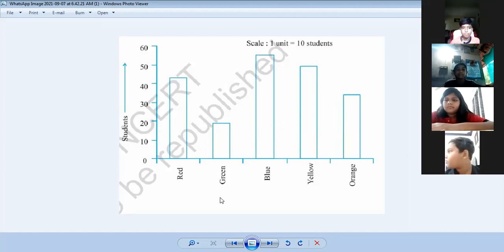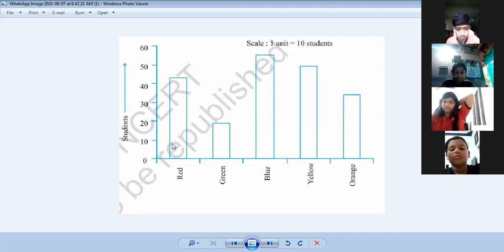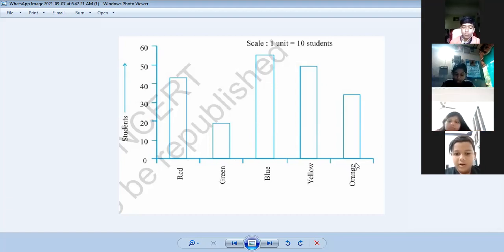Then what's the second question? How many colors are there in all? What are they? 5 colors. Red, green, blue, yellow, orange. Red, green, blue, yellow and orange. This is all you are familiar about bar graphs or simple bar graphs. Is it? And one more example is given for you.